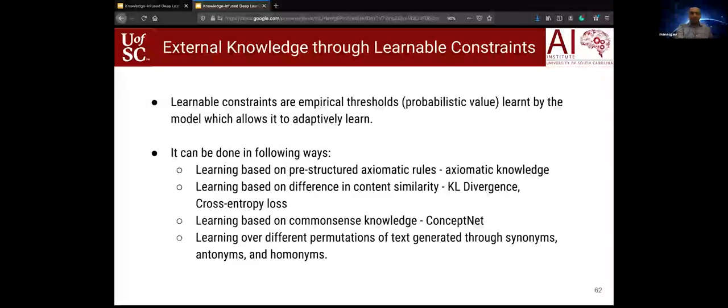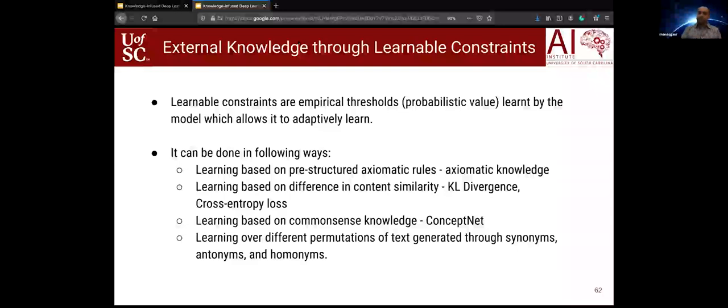Another case would be external knowledge through learnable constraints. And here the learnable constraints are through axioms. So you want to do axiomatic knowledge, and axiomatic knowledge is basically the rules. So your rules are guiding your model learning. You can use KL divergence as another measure to define your rules for your model. You can use a common sense knowledge graph such as ConceptNet to constrain. For example, your model is learning that A is related to B, whereas ConceptNet says A is not related to B. So you want to put this as a hard rule or hard constraint in your model so that your model does not learn A is related to B. So this is where ConceptNet comes in.